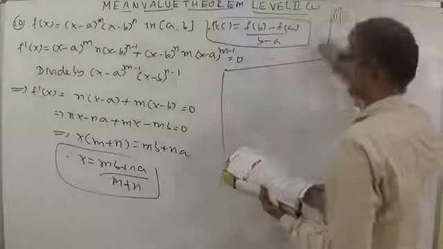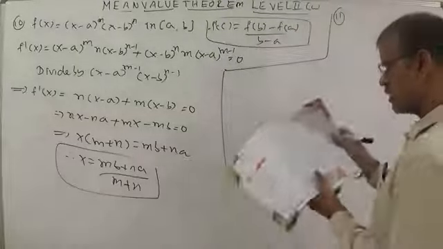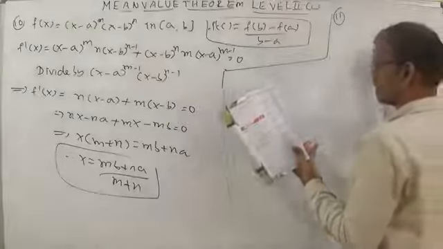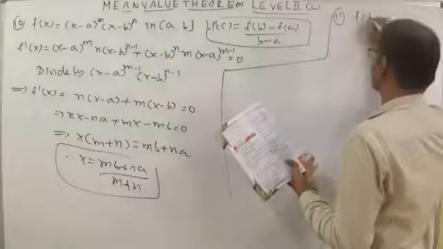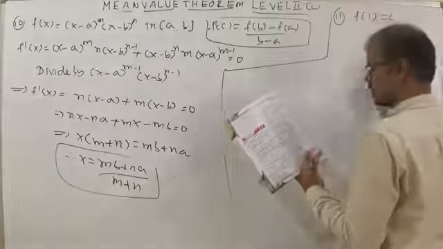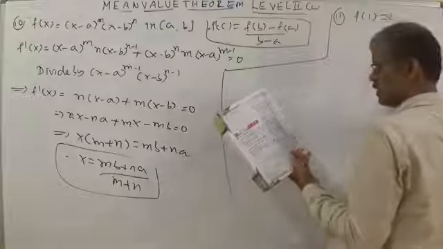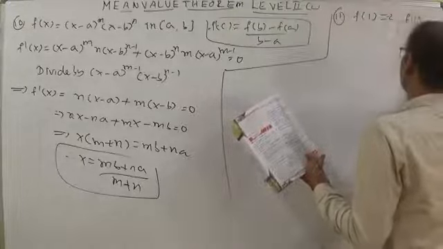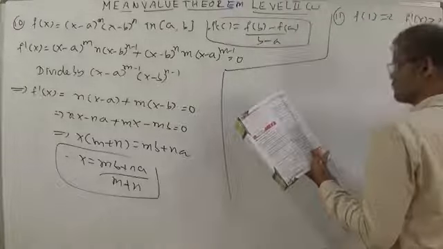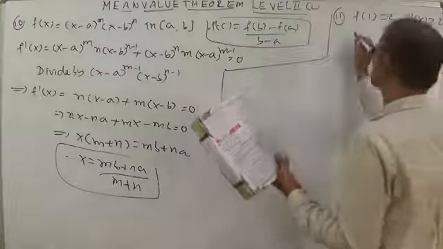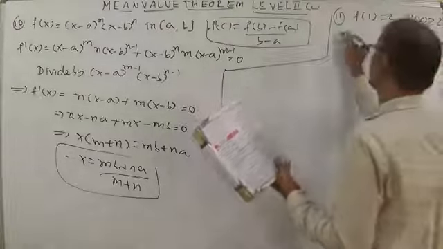The 11th one. Let f be a differentiable function for all x. f(1) = -2, students, the given value is f(1) = -2. And f'(x) ≥ 2, x belongs to the closed interval [1, 6].